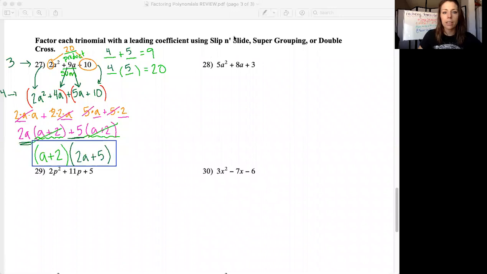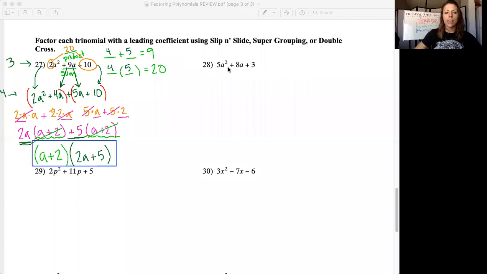Now, the way that I can check, doing a quick mental check, a times 2a is 2a squared, and a times 5 is the 5a. 2 times 2a is the 4a, which if we add those up together, we get 9a, and then 2 times 5 is 10. So I know I did that right.